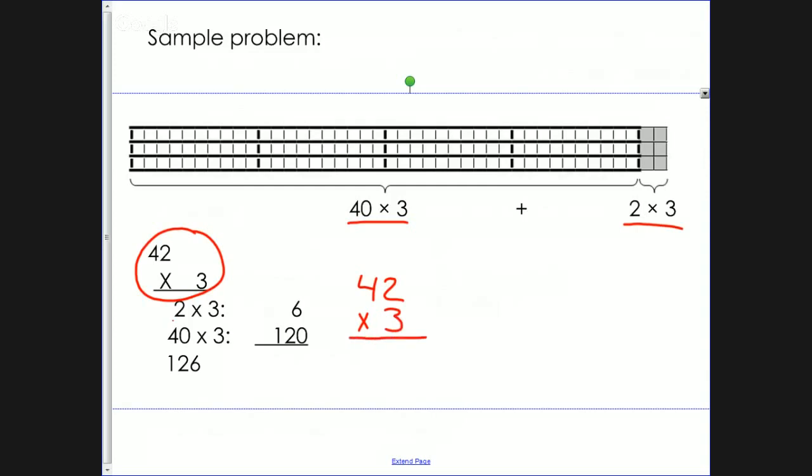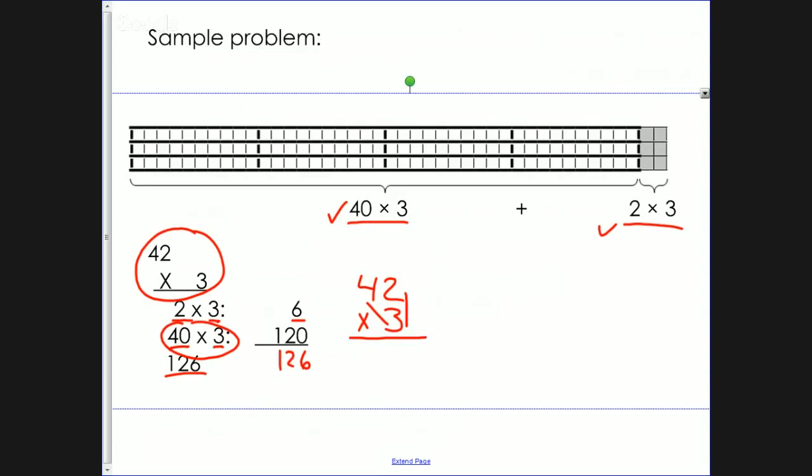So here you can see that they've multiplied 2 times 3 to get 6. So that's our ones column. And then 40 times 3 to get 120. So that is our tens column. So we've multiplied 2 times 3, which is the same as over here, and 40 times 3, which is the same thing as over here. And the answer that they find is 126 because they add up their numbers.